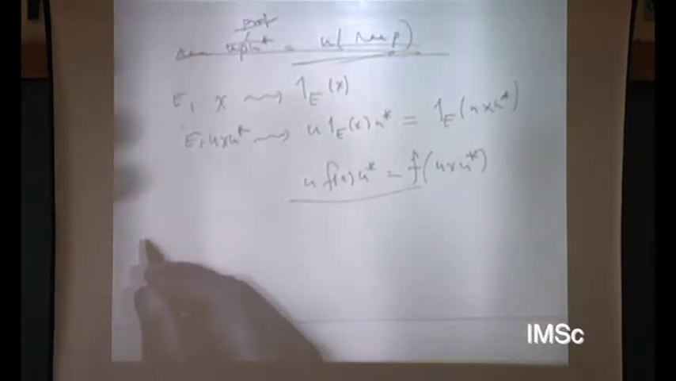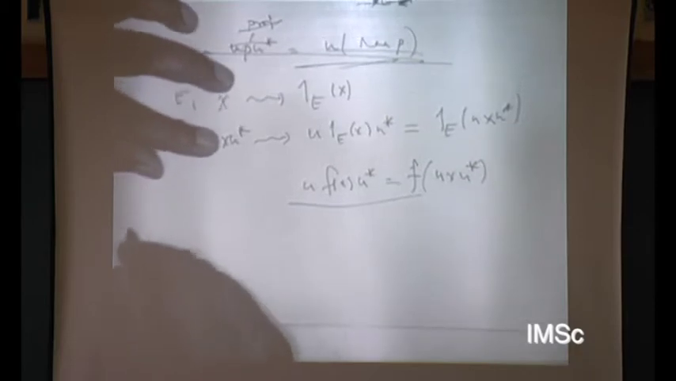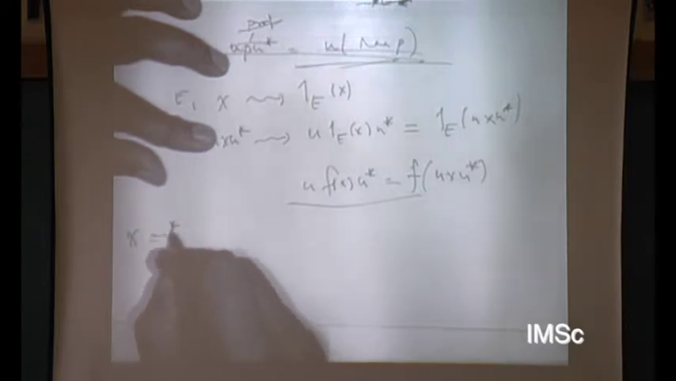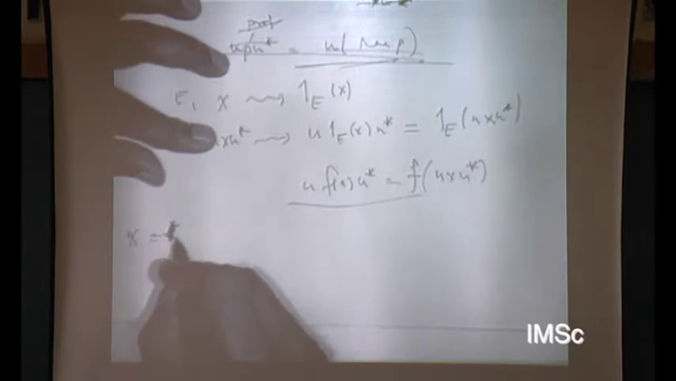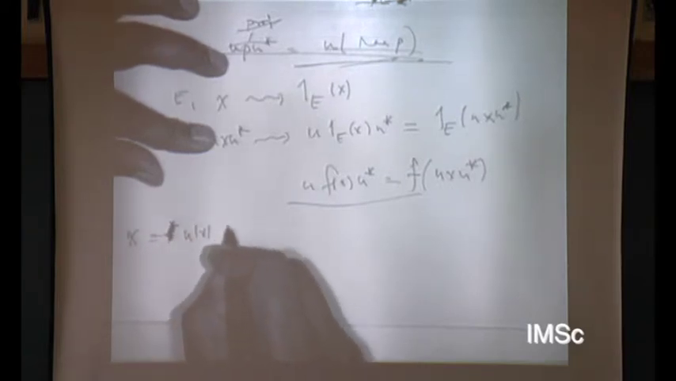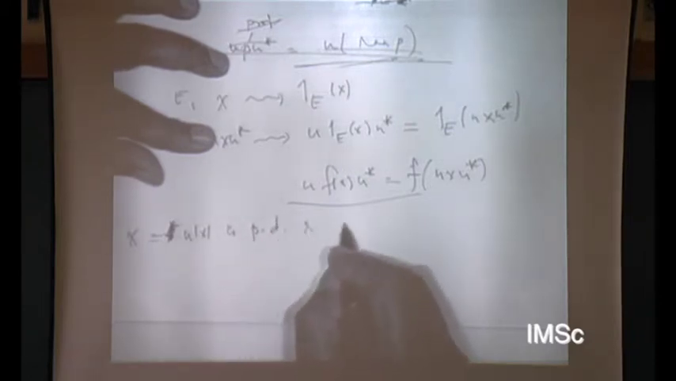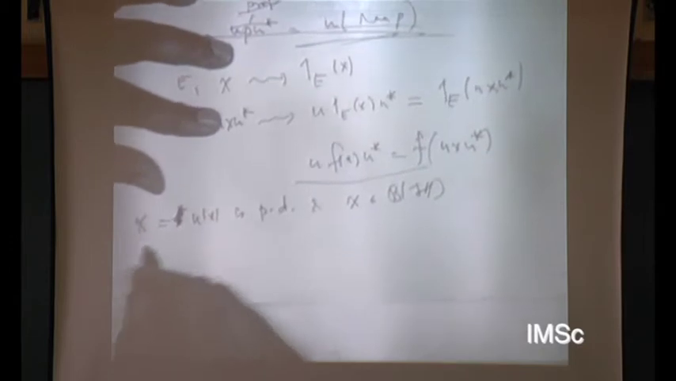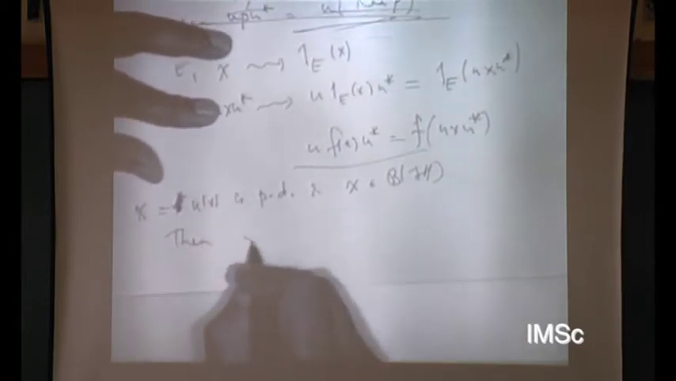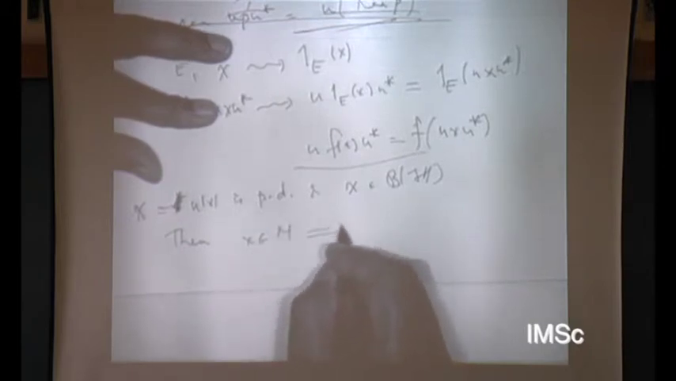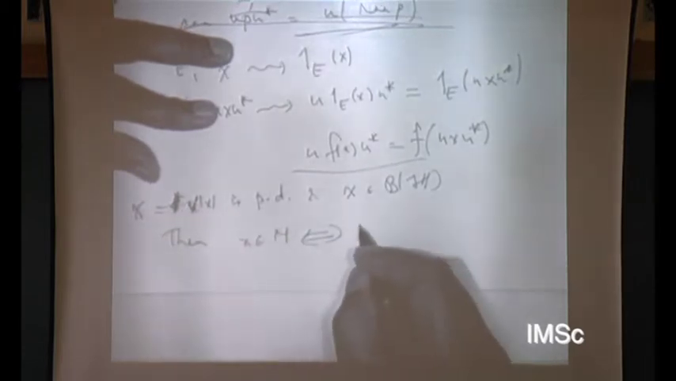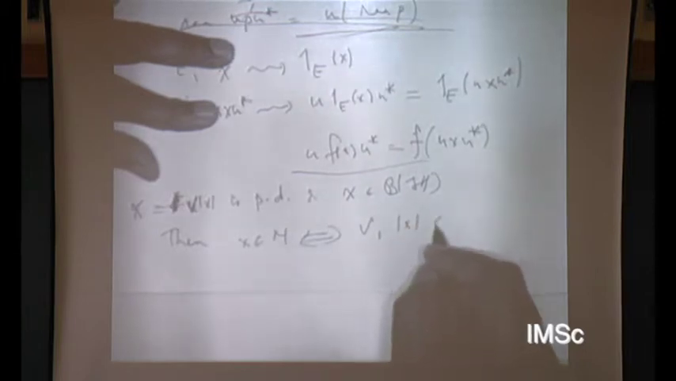So why I am saying this is, if you go back to this corollary, I'm saying if x equals V mod x is the polar decomposition, and x is in B(H), then I am saying that x belongs to M if and only if V and mod x belong to M.